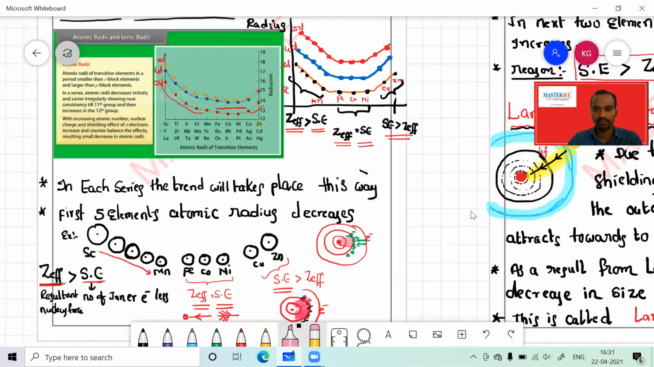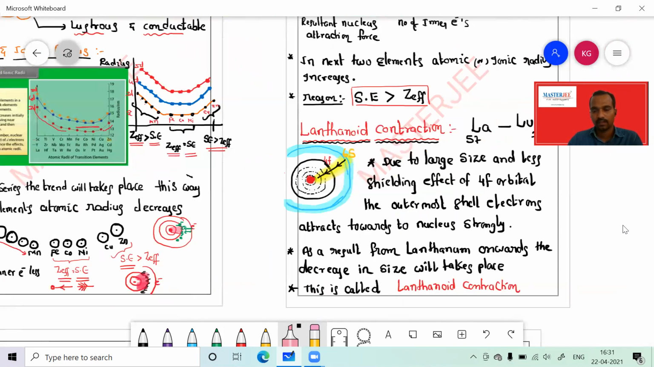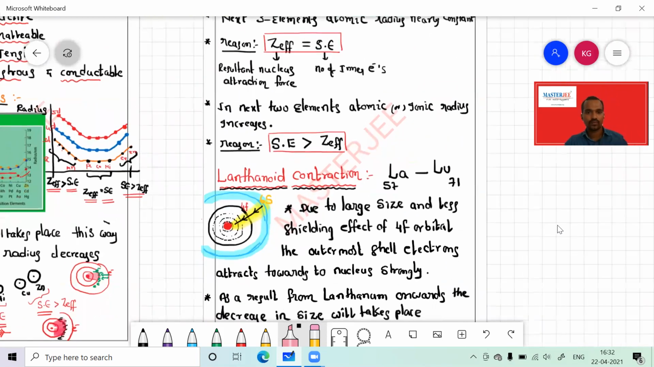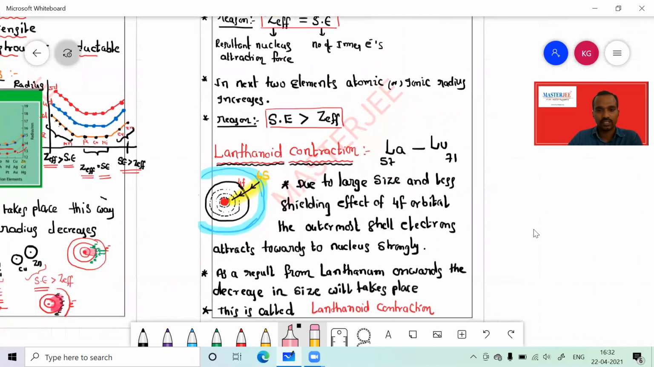Next, coming to the point. Let's see here. Here what I am trying to explain: before, I explained effective nuclear charge, and what happens if it equals the screening effect. Those things I explained. Next, as a result of this decrease in the atomic size, lanthanoid contraction and actinide contraction take place.